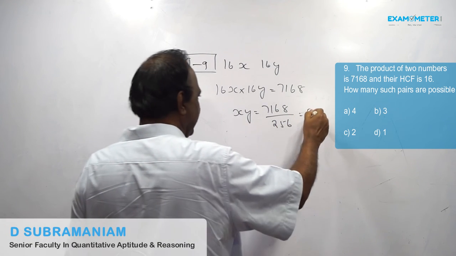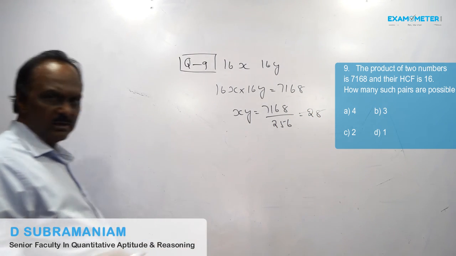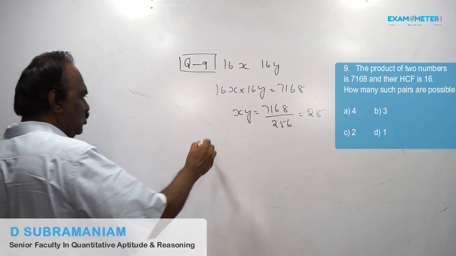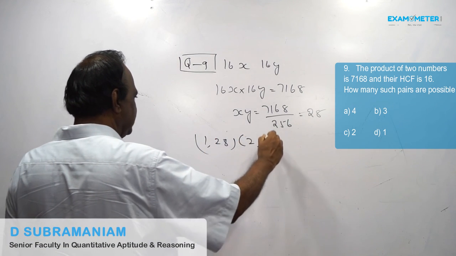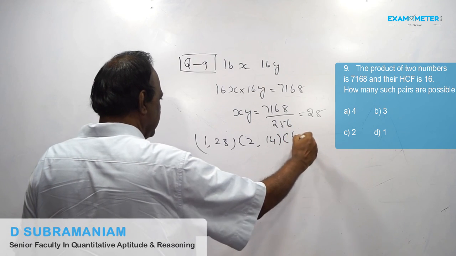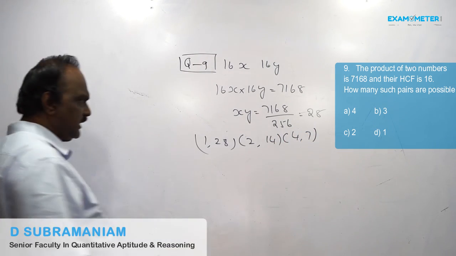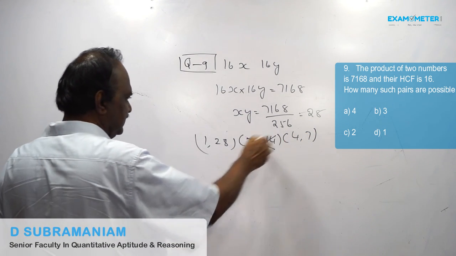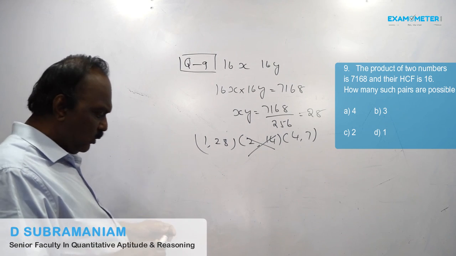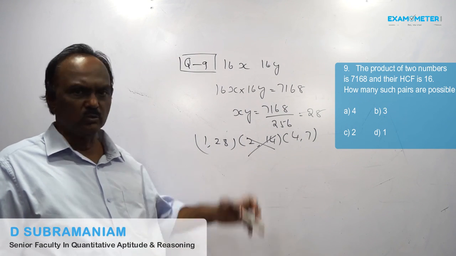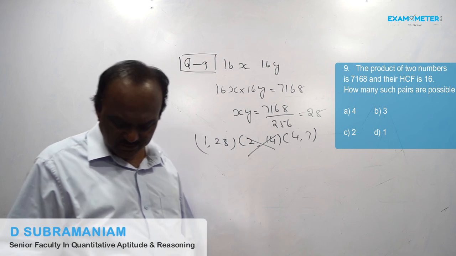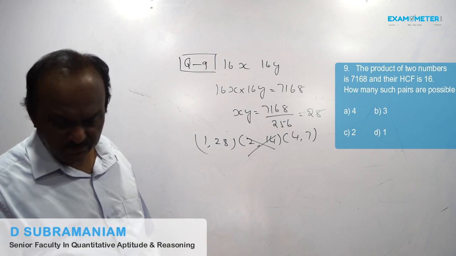That is 28. Now what are the possible pairs whose product is 28? 1 into 28, 2 into 14, 4 into 7. This is not a co-prime. So there are two pairs, 1 and 2. So answer is two pairs are there, that is multiple choice C.